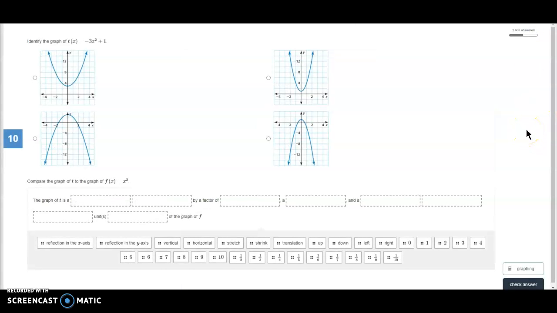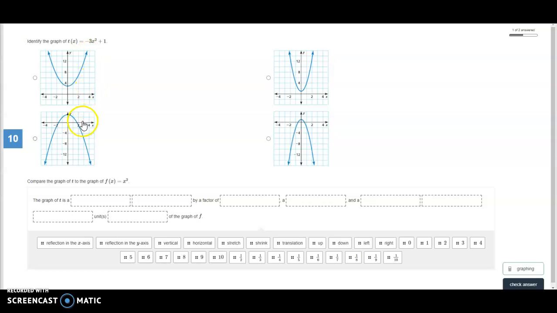And here we go. We have another one here. It says identify the graph of t of x is equal to negative 3x squared plus 1. Now, first off, there is a negative in front of that 3, so it can't be this one. It also can't be the upper right one because they're opening up. And we saw from the last lesson that if there's a negative in front, and this negative 3 is in front, it has to open down.